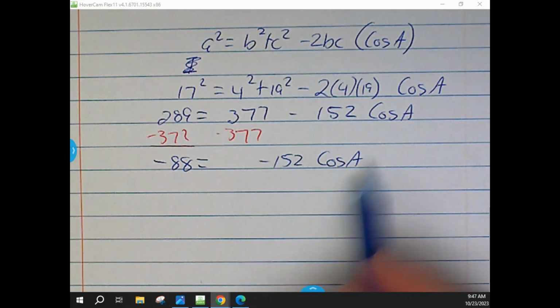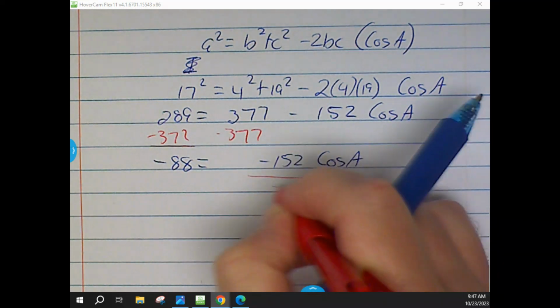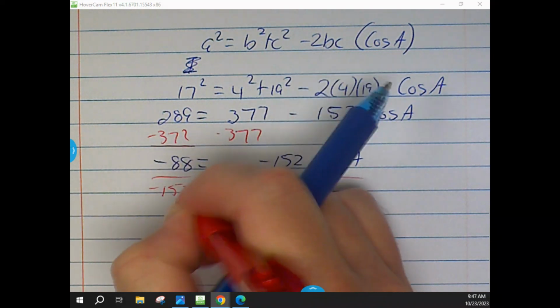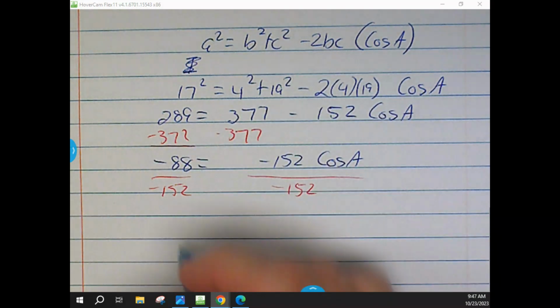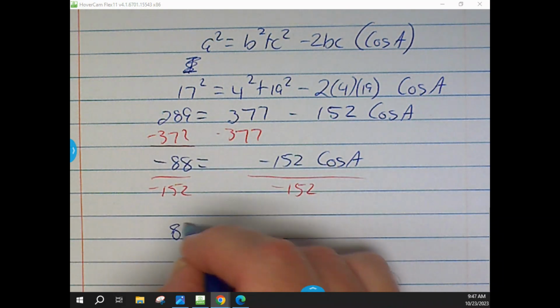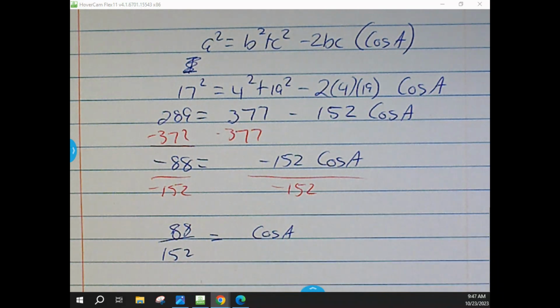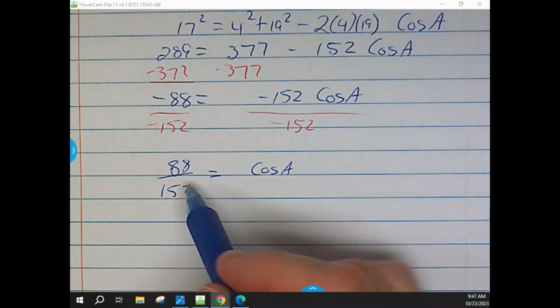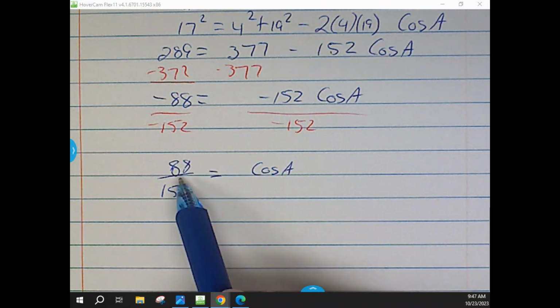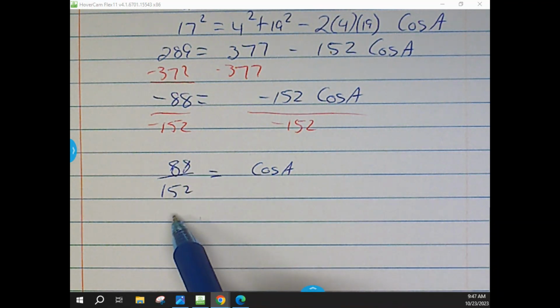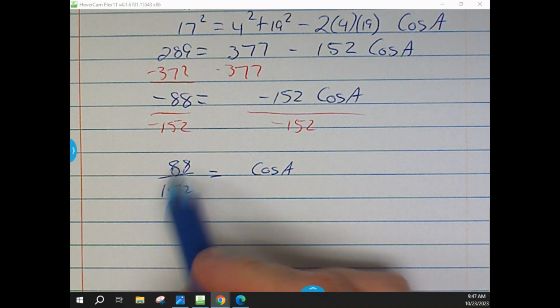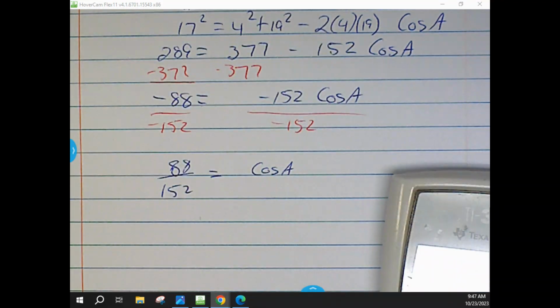Okay, and again, we're trying to get cosine A by itself, so we're going to divide by negative 152. That leaves us with, and 2 negatives make a positive, 88 over 152 equals cosine A. Some people will tell you to put this in simplest form because you can divide both of these by 8. You can do that. But if we're just going to find out what cosine A is, it really doesn't matter that it's in simplest form, because now we're just trying to figure out that cosine A equals 88 over 152.